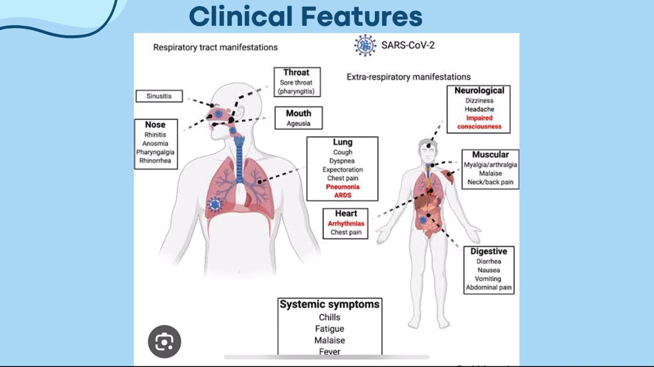And then the patient also presents with extra-respiratory symptoms. Let's first discuss the systemic symptoms: fever, chills, fatigue, malaise, myalgia. Extra-respiratory symptoms include neurological symptoms like dizziness, headache, and impaired consciousness. The muscular symptoms are myalgia, malaise, neck pain, and back pain. The digestive symptoms are diarrhea, nausea, vomiting, and abdominal pain.